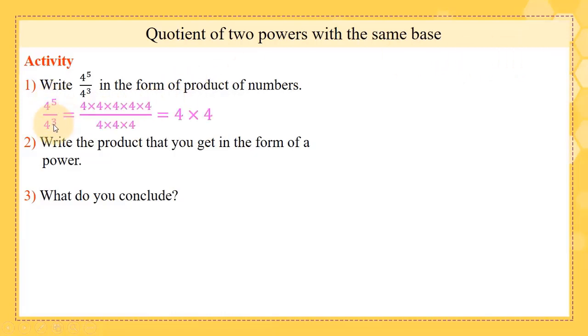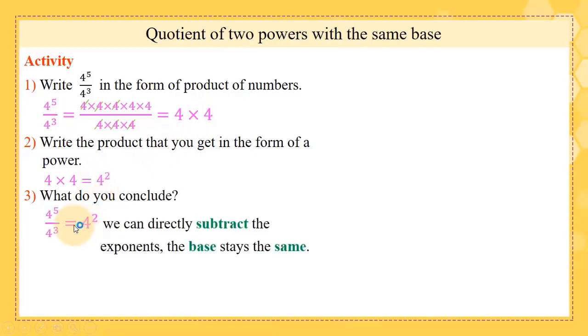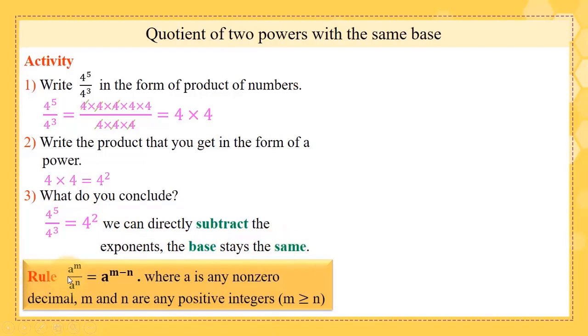Now 4 exponent 5 over 4 exponent 3 equals 4 multiplied by itself 5 times over 4 multiplied by itself 3 times. Now we cross out 4 by 4 from the numerator and denominator. We're left with 4 times 4, which is equal to 4 squared. So we conclude that we can directly subtract the exponents 5 minus 3 to get 2, and the base stays the same. Rule: a exponent m over a exponent n equals a exponent m minus n, where a is any non-zero decimal, m and n are any positive integers such that m is greater than or equal to n.